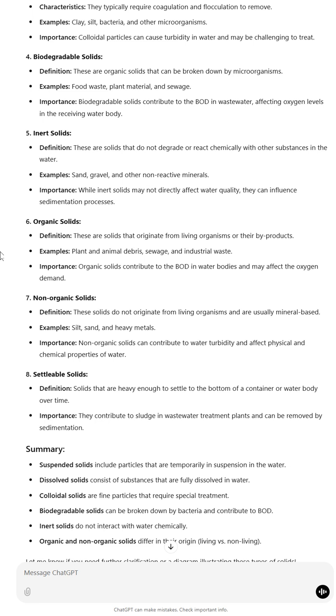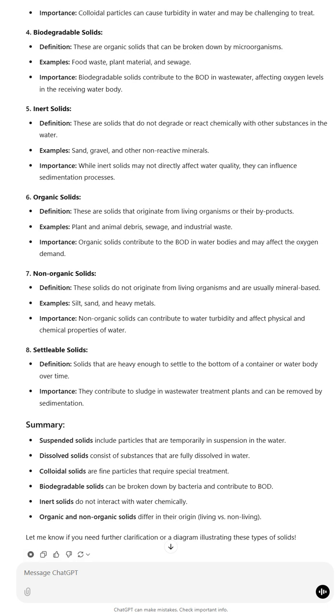6. Organic solids. Definition: these are solids that originate from living organisms or their byproducts. Examples: plant and animal debris, sewage, and industrial waste. Importance: organic solids contribute to the BOD in water bodies and may affect the oxygen demand.